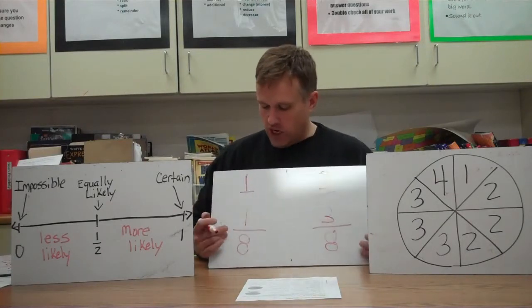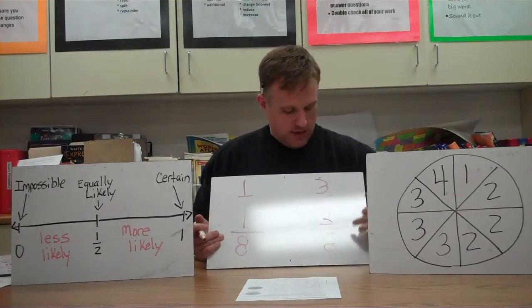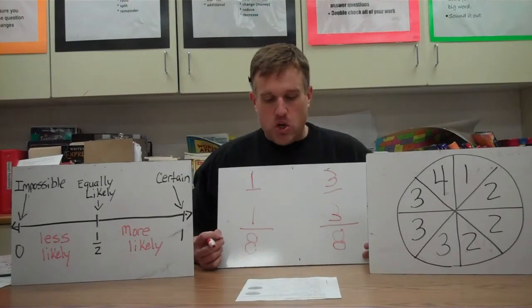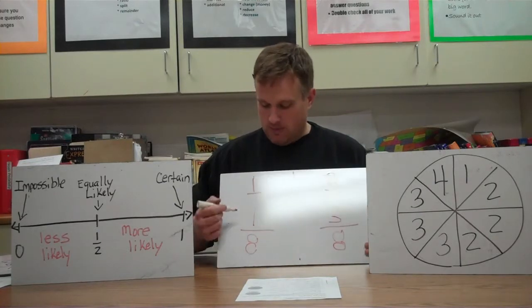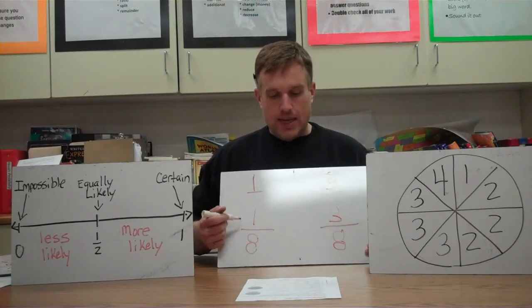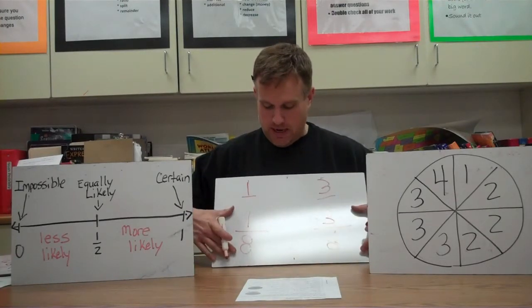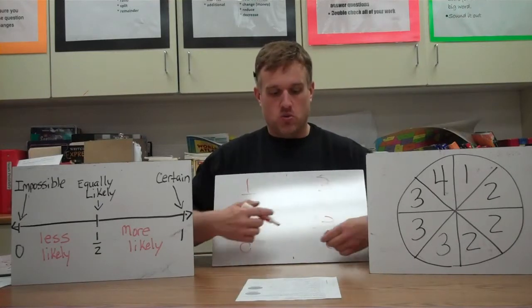Okay, so I have a 1/8 chance of landing on a 1, a 3/8 chance of landing on a 3. So again, the question is, you spin the spinner shown. It is blank that you will land on a 1 than a 3. Is it more likely I'll land on a 1? Equally likely I'll land on a 1? Or less likely I'll land on a 1? Okay, and just comparing these two, which one would you choose?